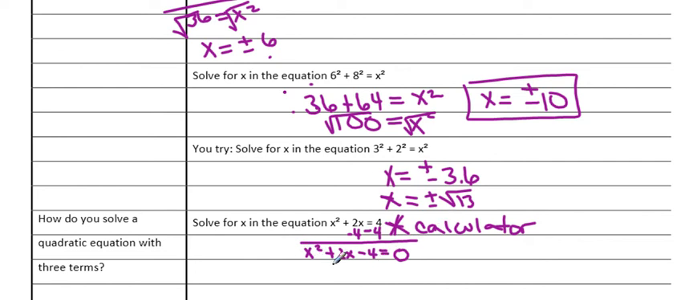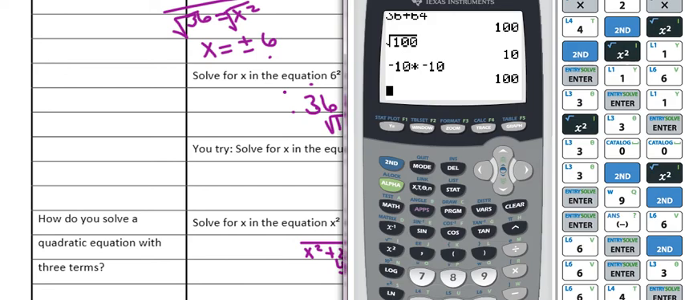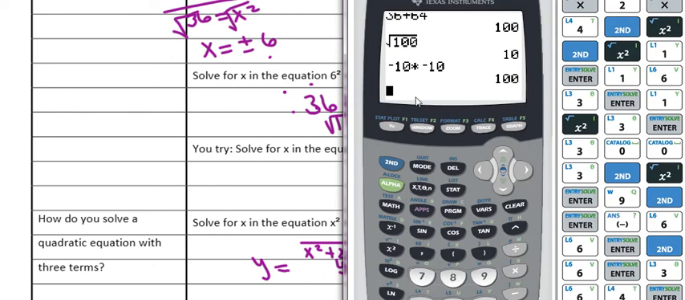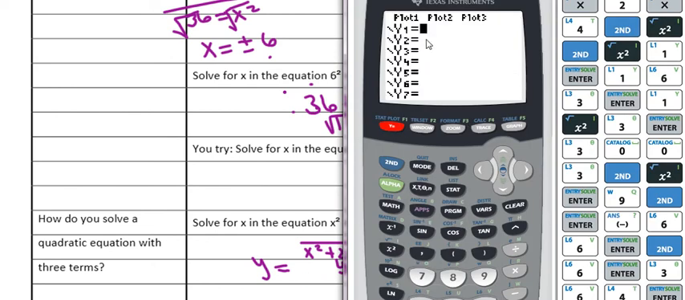We're going to use the calculator. This left-hand side goes into y1. The right-hand side, which is 0, goes into y2. So you press y equals on your calculator. Let me write that down. Y equals. Press y equals on your calculator.